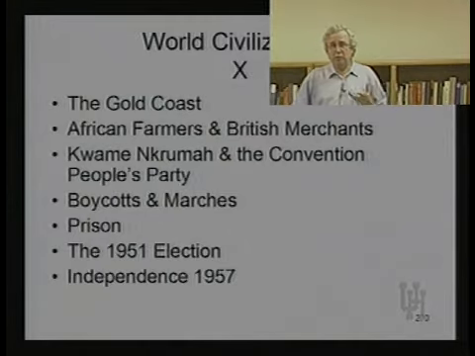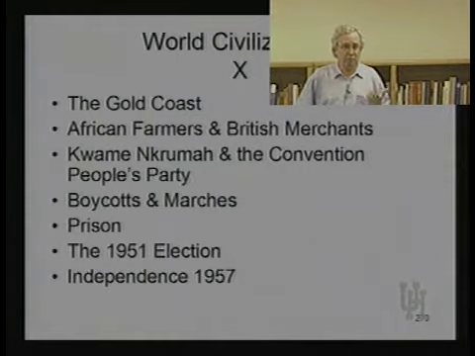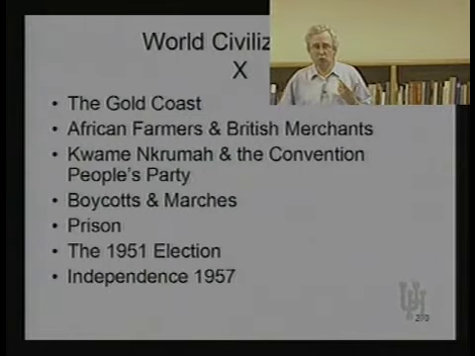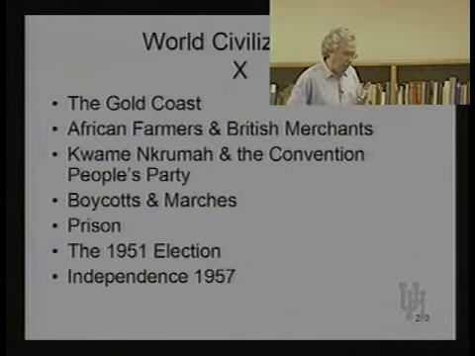Its economy was based principally on the export of coffee. Coffee that was being raised by African farmers, people who ran small commercial operations producing the coffee for export.